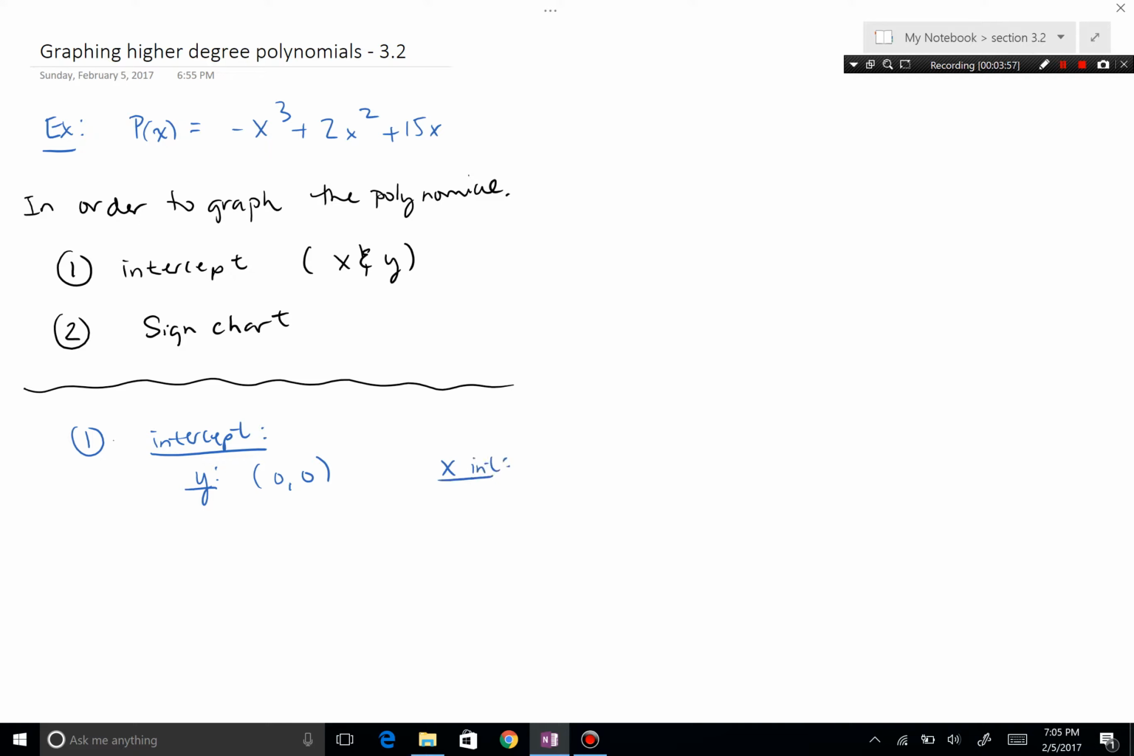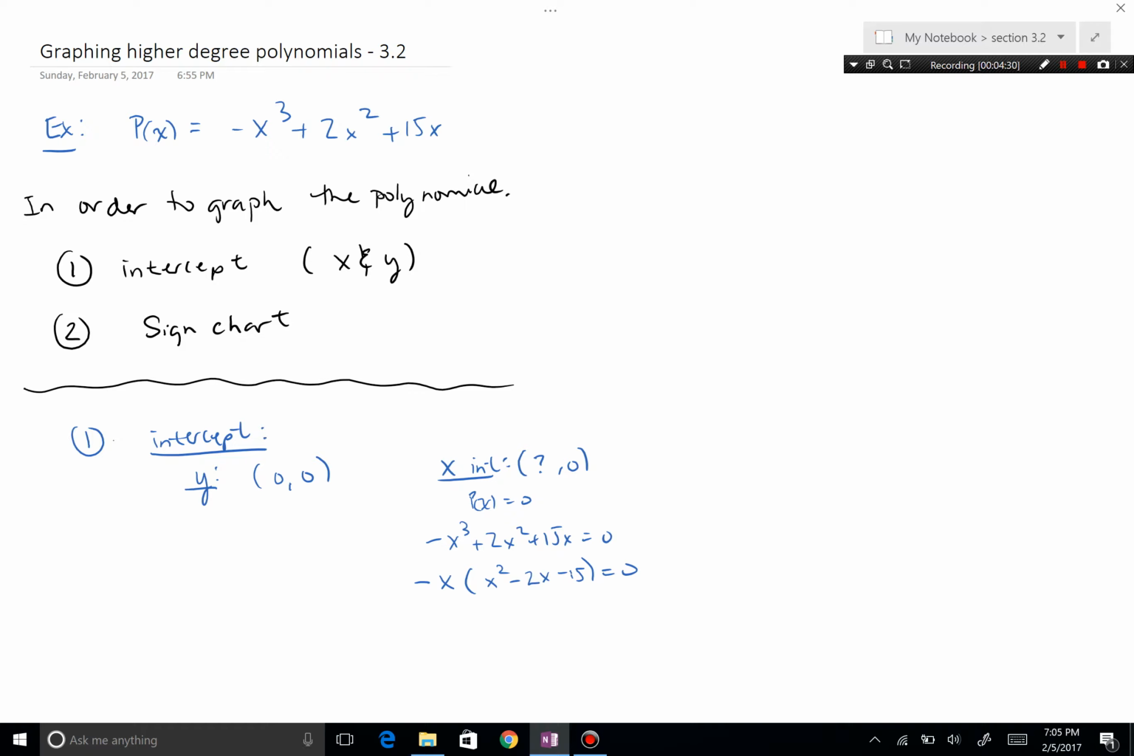Let's do the x-intercept. The x-intercept is just the opposite: what is x when y is 0? So let's make our function p of x, which is y, equal to 0. This gives negative x cubed plus 2x squared plus 15x equals 0. Can we solve this? Here we go. I'm going to factor out a negative x. Why a negative x? Because I want to keep the leading term positive. So it gives me x squared minus 2x minus 15 equal to 0.